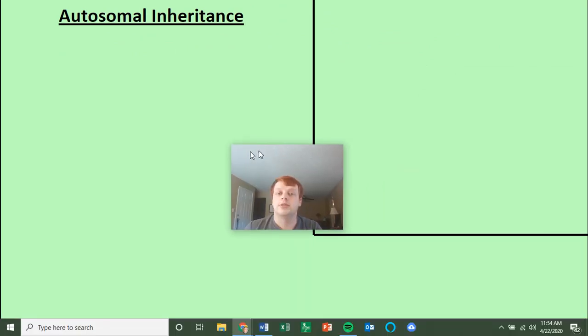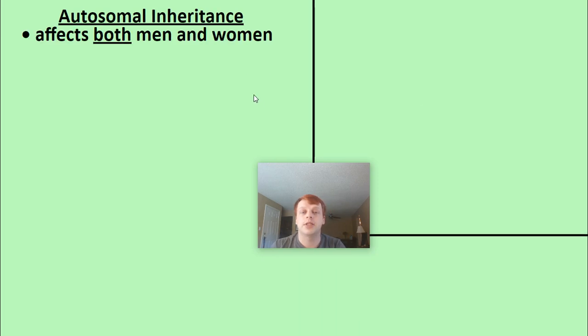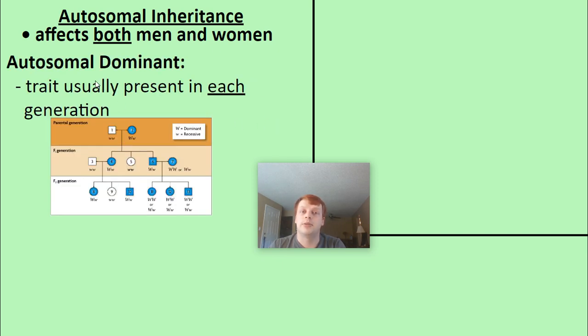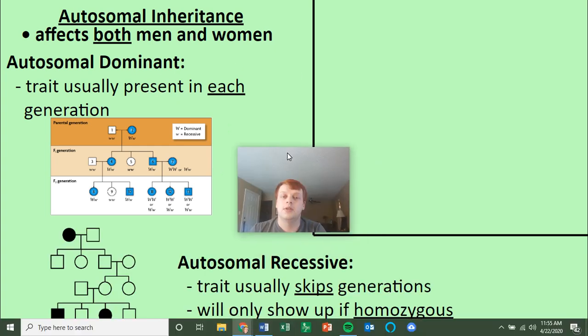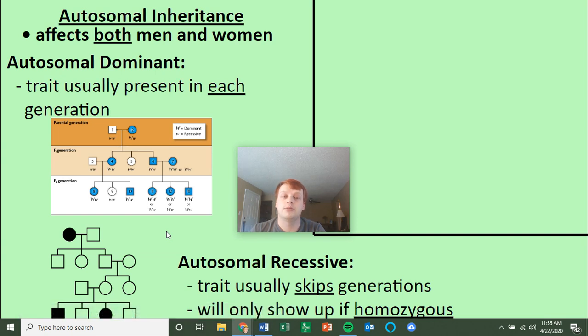When we're talking about pedigrees, we can also use them to identify types of inheritance that are displayed. So the first category is autosomal inheritance. This affects both men and women. If it's an autosomal dominant trait, then it usually shows up in every generation. So if you see a pedigree that has men and women, so circles and squares that are displaying the trait, and it's showing up in every single generation, it's probably an autosomal dominant form of inheritance. If you see a pedigree that skips a generation, like this, but affects men and women, then it's probably autosomal recessive.